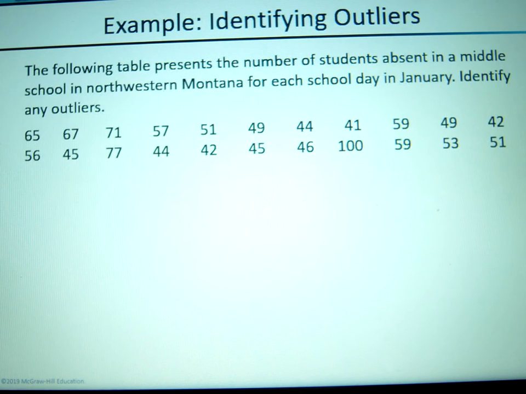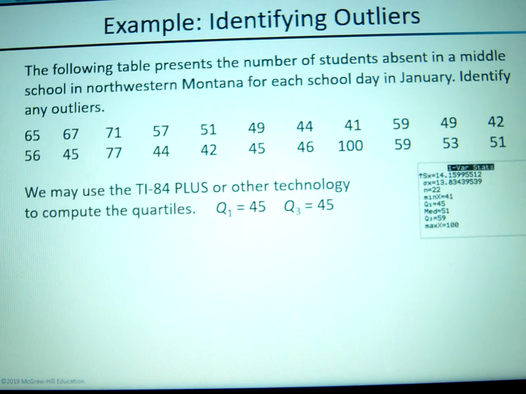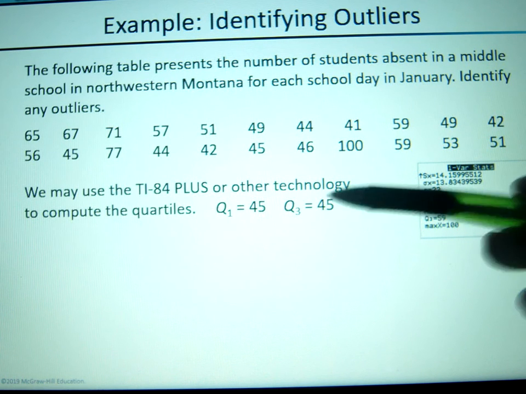So here's an example. The following table presents the number of students absent in a middle school in northwestern Montana for each day in January. Identify any outliers. If we put this in, we might be able to use our TI-84 Plus or other technology. We're going to compute our quartiles. We see that we have our Q1 being 45 and our Q3 is 59. It should say 59 here. It says 45, but it's 59.